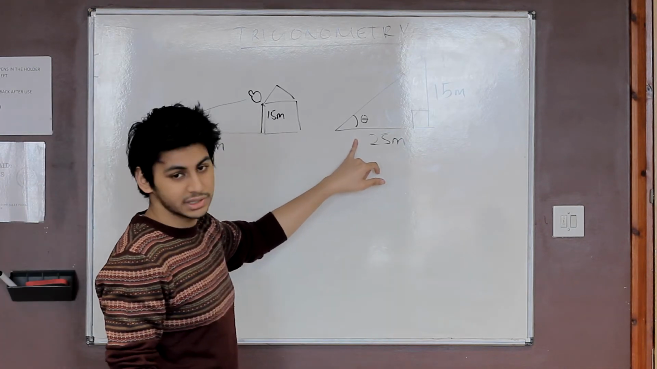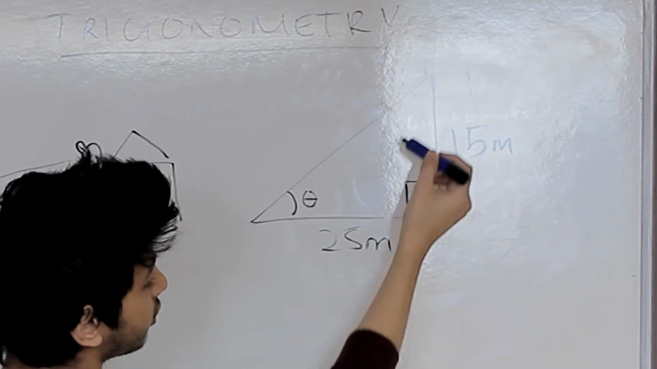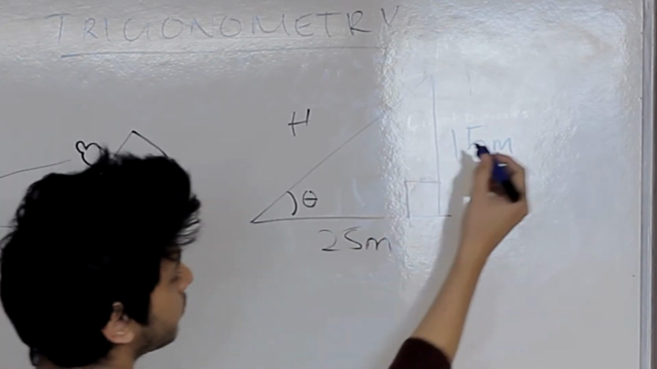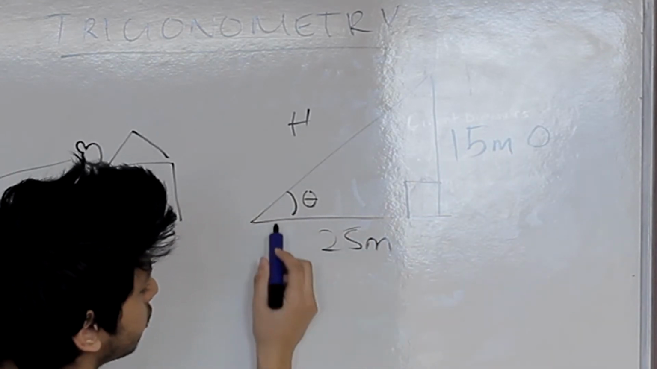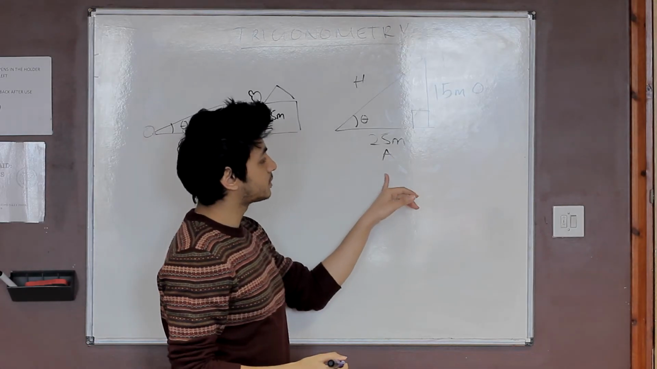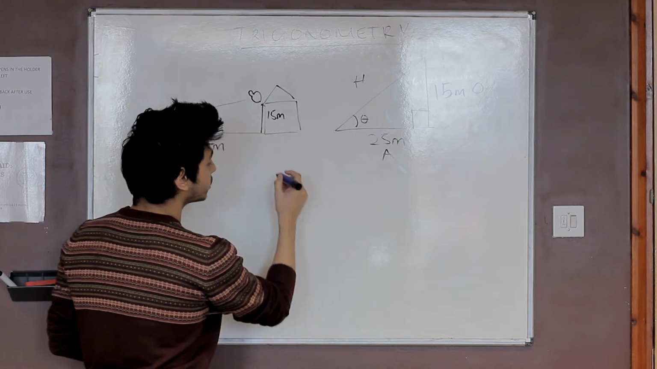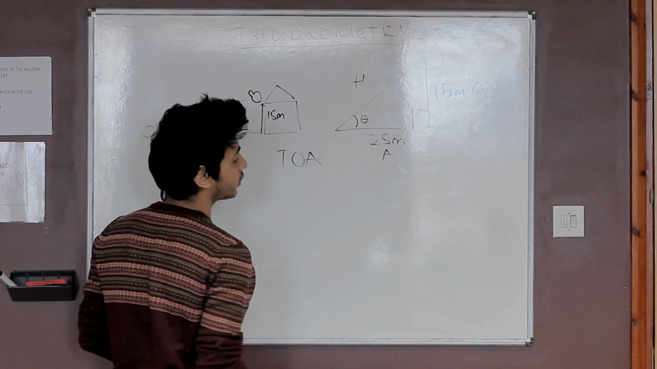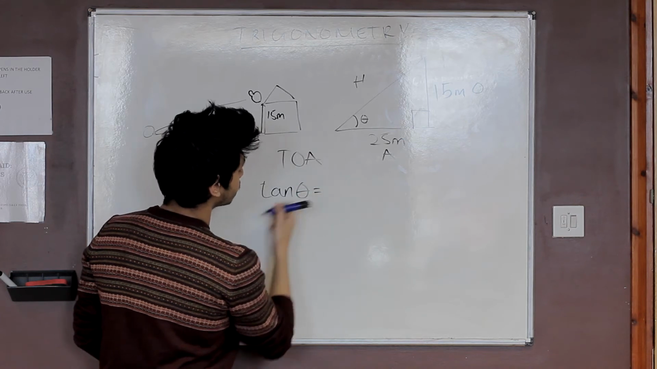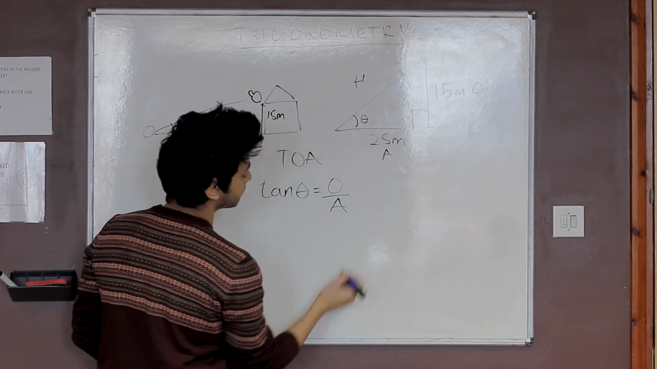So now we do this simply the same way we did as before. First thing we're going to do is label our sides. The side opposite the 90-degree angle is the hypotenuse. The side opposite our theta is our opposite, and the side next to our theta is the adjacent. If we follow the same steps as we did before, looking at A and O, we see that we're going to be using the TOA part of the keyword. That gives us our tan ratio, which was tan theta equals O over A.